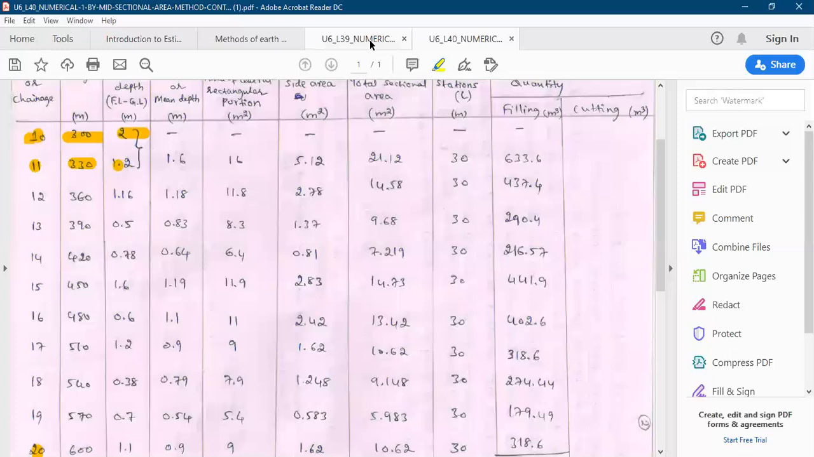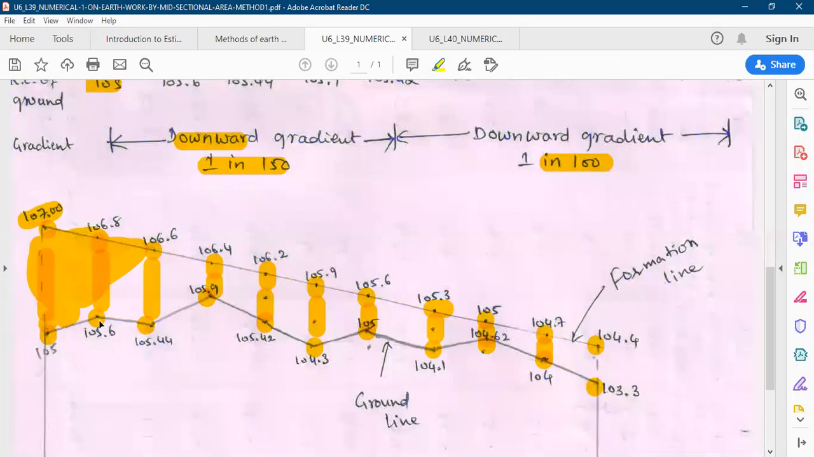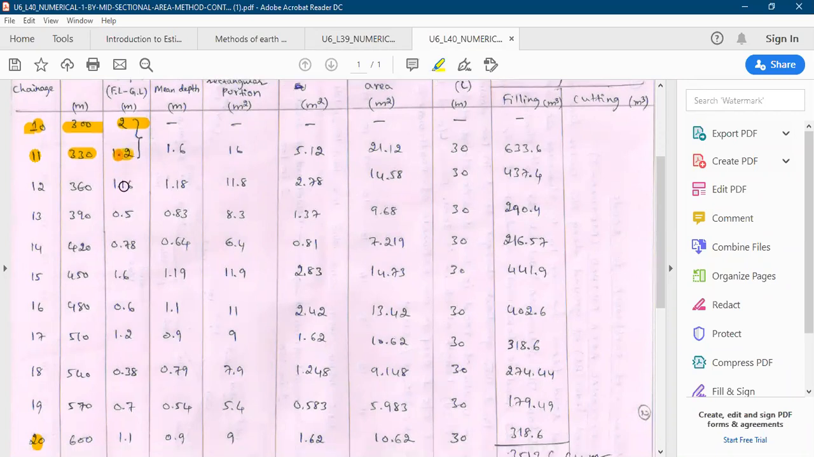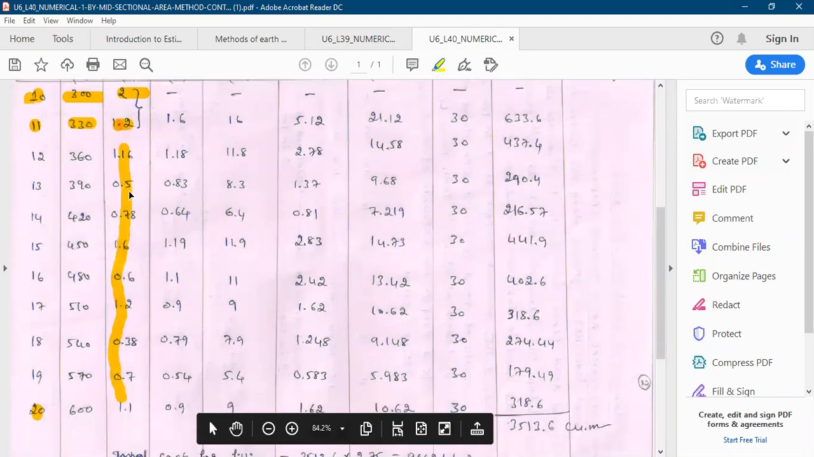So this is the difference between RL of formation minus RL of ground, 106.8 minus 105.6. So the total difference between the RL of formation and the RL of ground at the second station is 1.2. Like that you can calculate the difference between RL of formation and RL of ground level at different stations. You can get the depths D1, D2, D3, D4, D5, D6, D7, D8 like that.